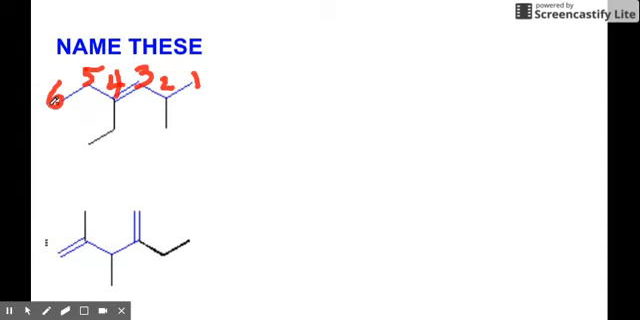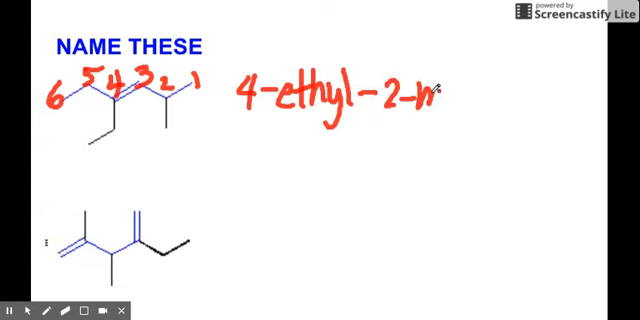When we name, you need to arrange the branches alphabetically. That means our ethyl has to be named first. The number of ethyl is 4, so this is 4-ethyl. And then followed by our second branch, which is 2, and that is our methyl.